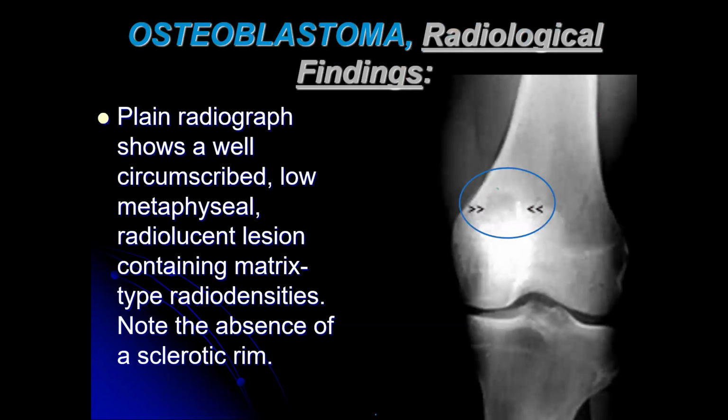This is a plain radiograph which shows a well-circumscribed lesion containing matrix-type radiodensities, and note the absence of a sclerotic rim. Why? Because of the cortical expansion.